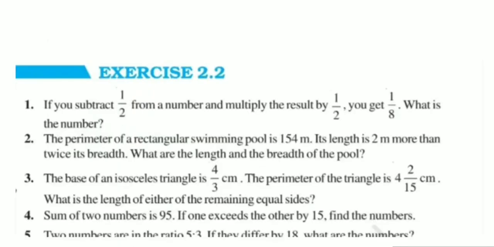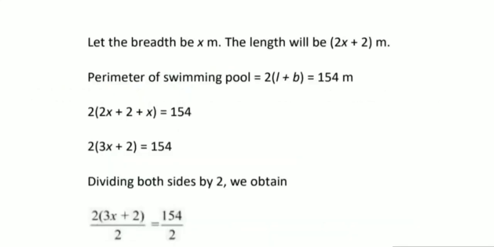Now see the question number 2. The perimeter of a rectangular swimming pool is 154 meter. Its length is 2 meter more than twice its breadth. What are the length and the breadth of the pool? So let the breadth be x. Okay. So length will be what? 2x plus 2 meter. And the perimeter of the swimming pool, it is in rectangular shape. So the perimeter of a rectangle is 2 in bracket L plus B.